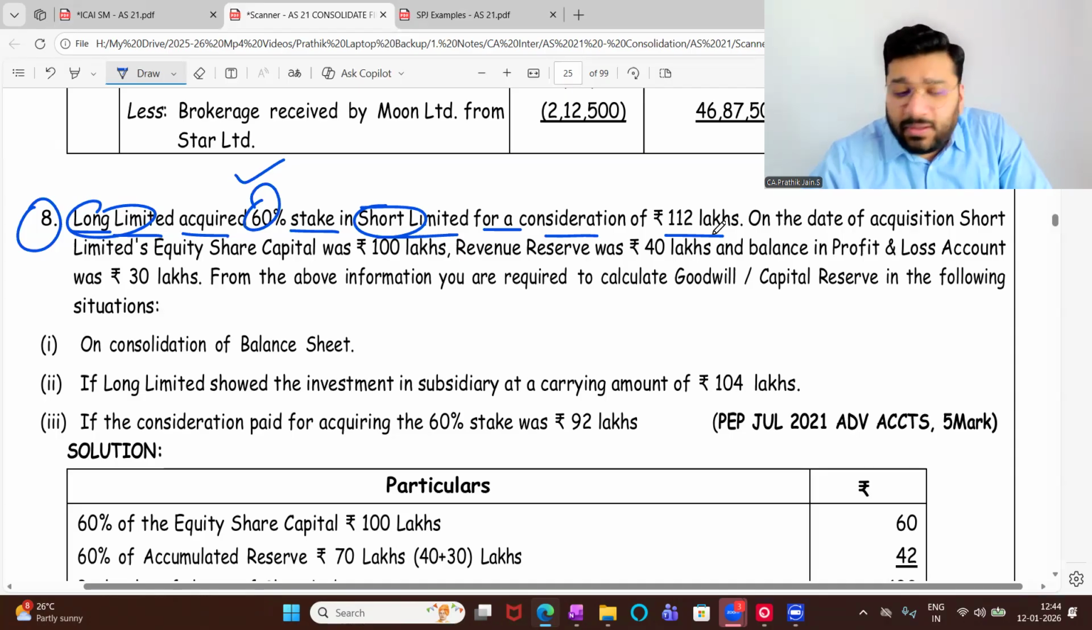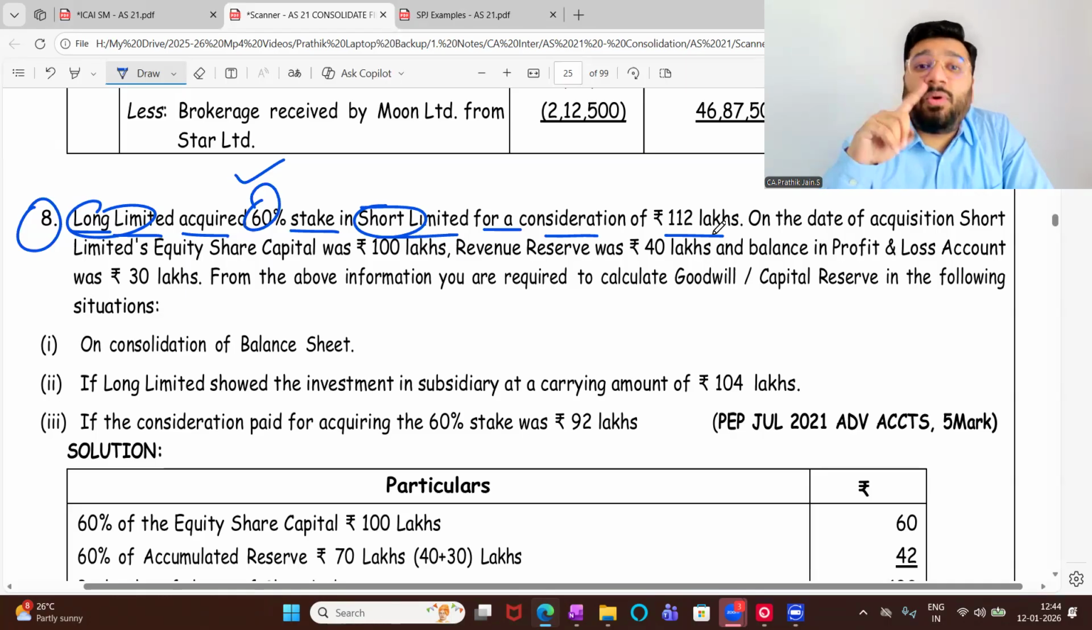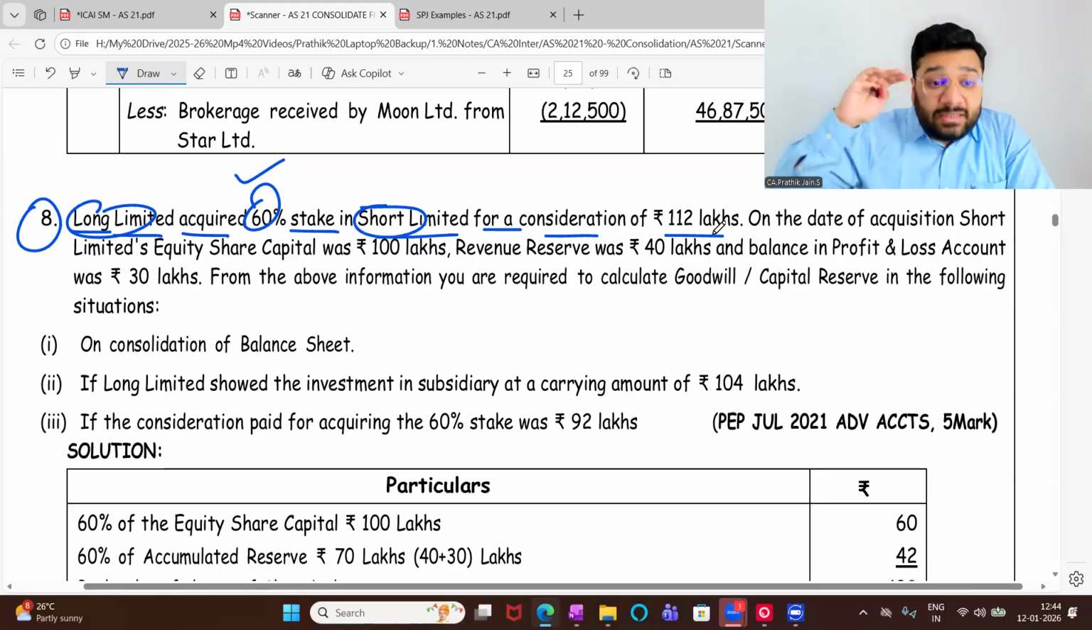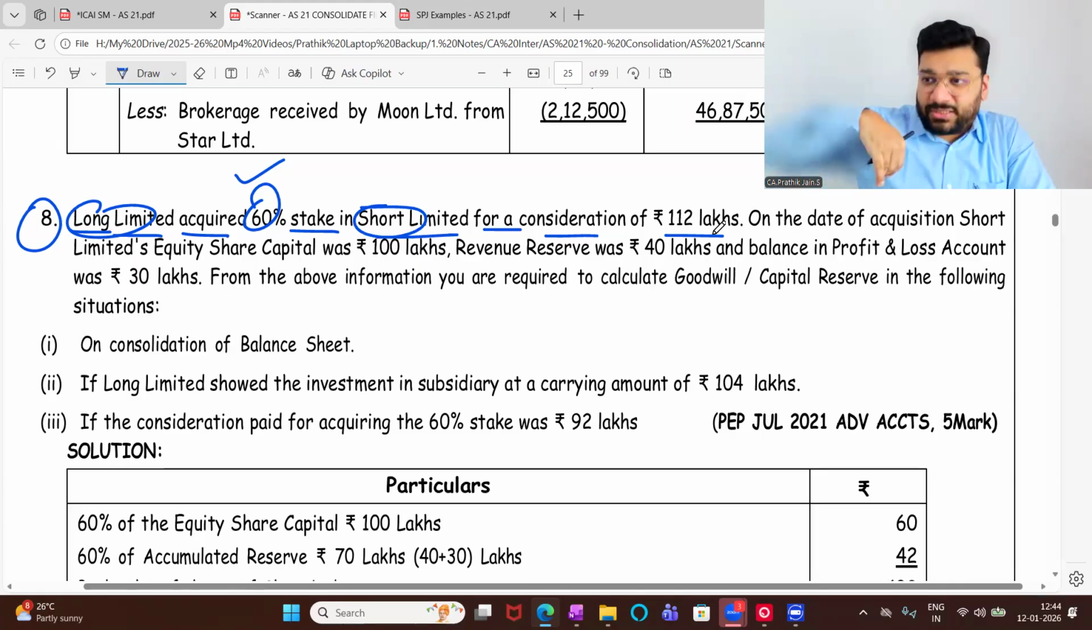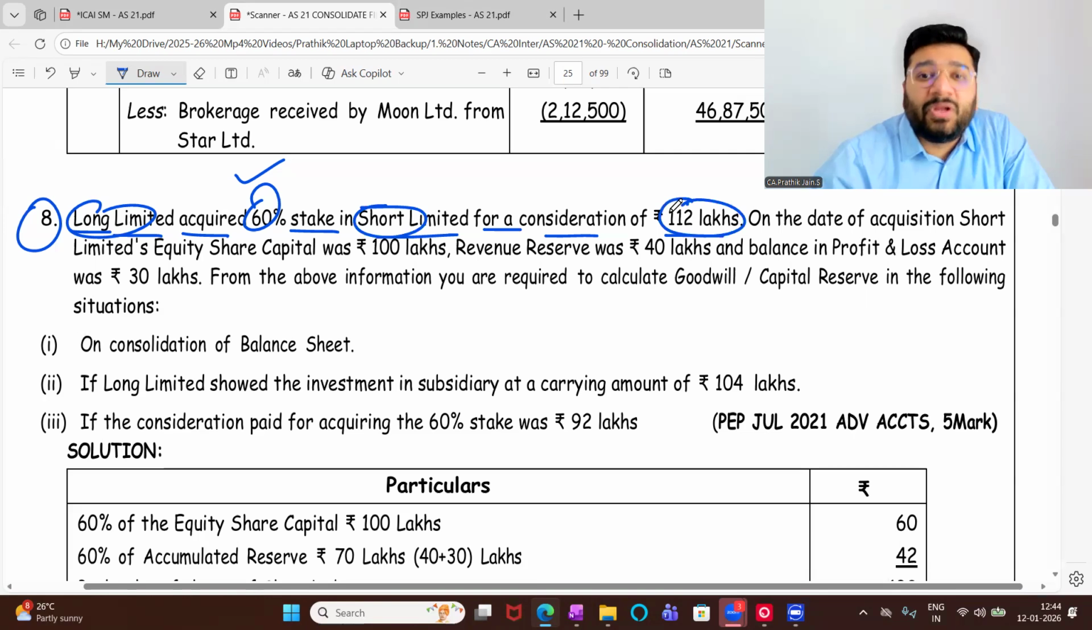Okay? Have they acquired the shares, or did the company issue the shares? They've acquired. Issuing the shares is different from acquiring. Issuing the shares means the company has directly issued the shares to the holding company. Here, we are not getting shares issued. The company issued the shares to somebody else, and from that somebody else we have acquired the shares. So this 112 lakh rupees, to whom have we paid? To the old shareholders.